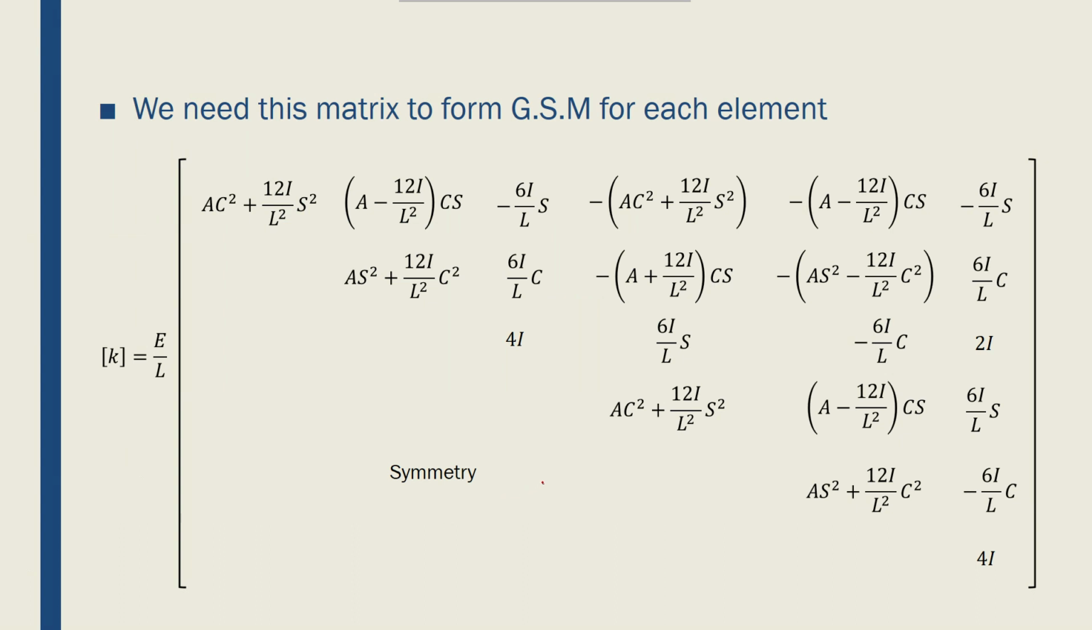So this is the big form of the global stiffness matrix for a frame element. We could either use this equation or this matrix, or we could also use transpose of T, K, and then T to create the global stiffness matrix for a frame element. I personally prefer this method, but you could use any method that you prefer.